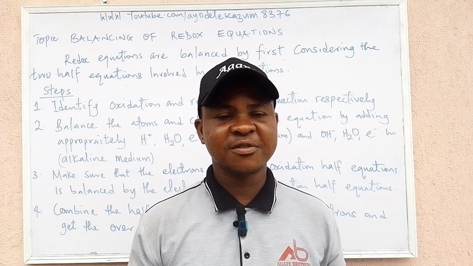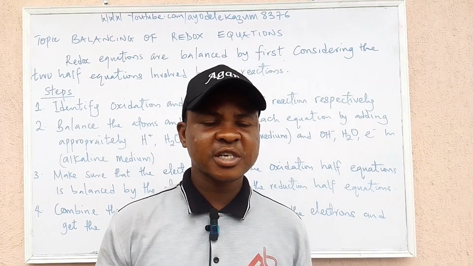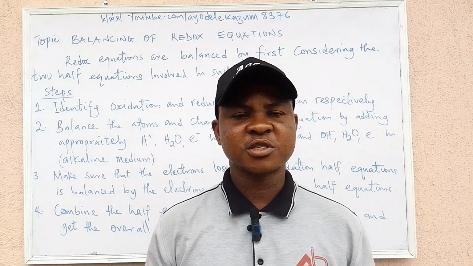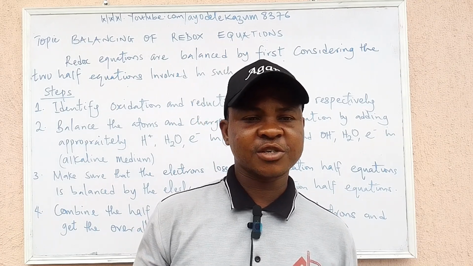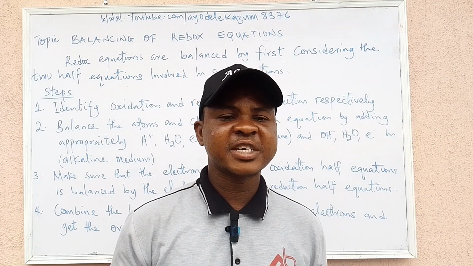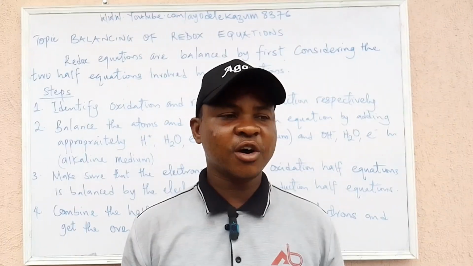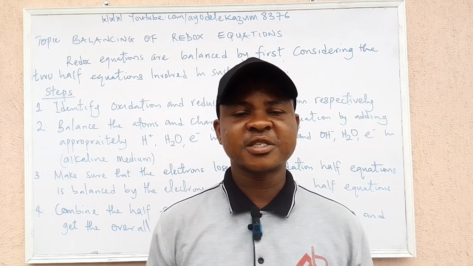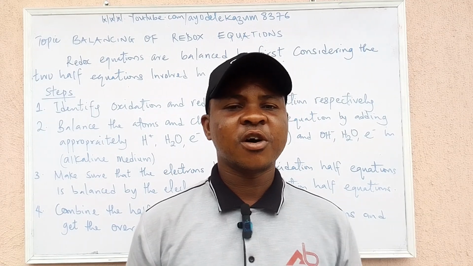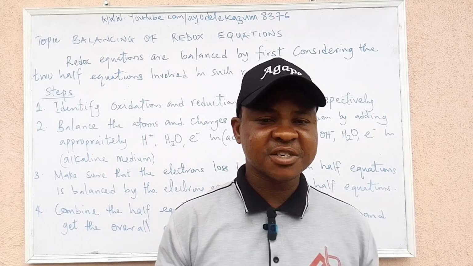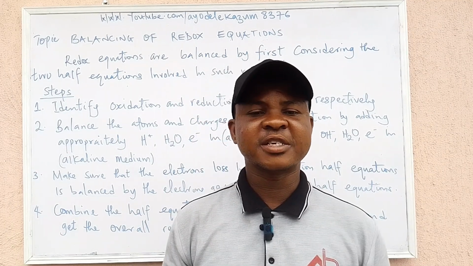Stay tuned. Now, number 1 definition: oxidation is addition of oxygen, while reduction is removal of oxygen. Oxidation is removal of hydrogen, while reduction is addition of hydrogen. Oxidation is increase in oxidation number, while reduction is decrease in oxidation number. Oxidation is electron loss, while reduction is electron gain. Oxidation is addition of electronegative element, while reduction is removal of electronegative element.